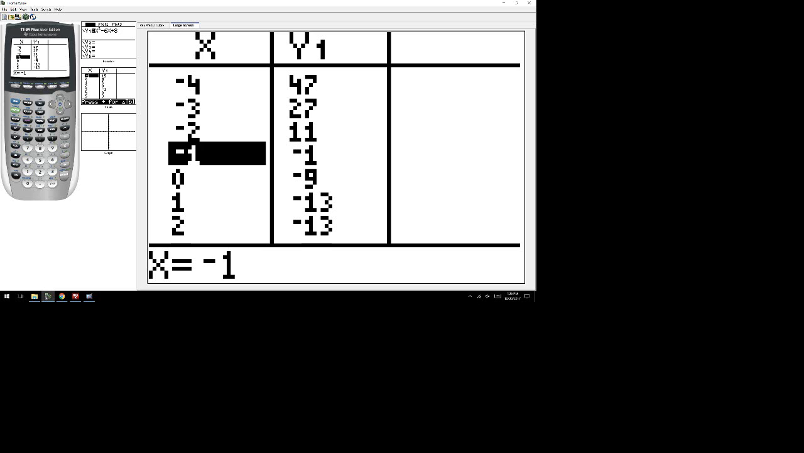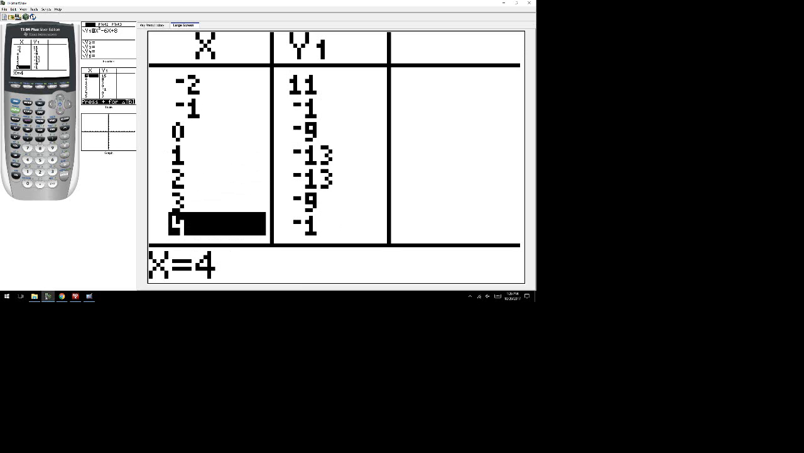What was the other one? 4. Does 4 have a 0? No. So it's really, really close to 4, but it's not actually 4, which means my x-intercepts are what kind of numbers? Decimals, which we will learn how to find on Monday. We will finish doing that on Monday.